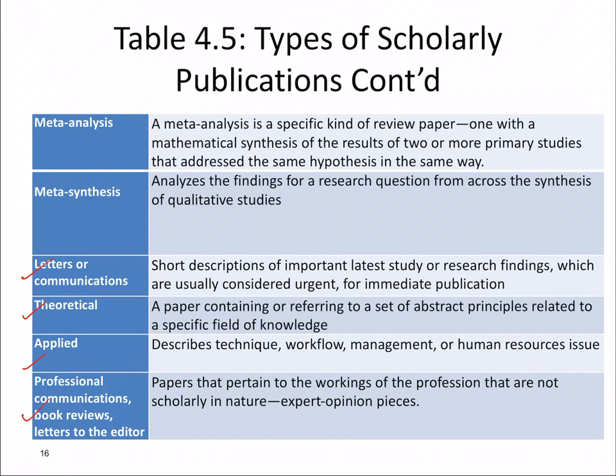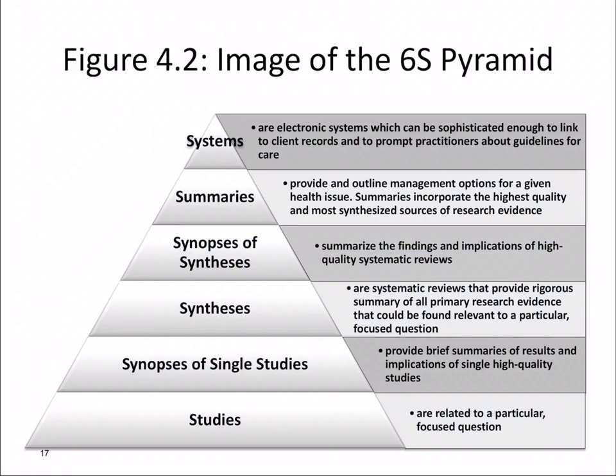You're then exposed to the 6S pyramid. The 6S pyramid is essentially a hierarchical organization of information according to quality, which you might be able to use for practice. At the top of the pyramid are the most relevant pieces of evidence that you can actually use directly for practice, and as you move down the pyramid, the quality of evidence tends to be lower.